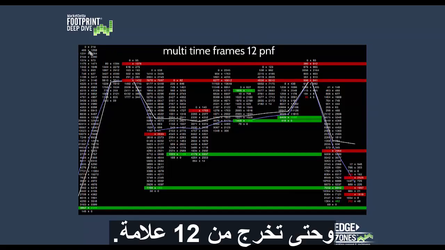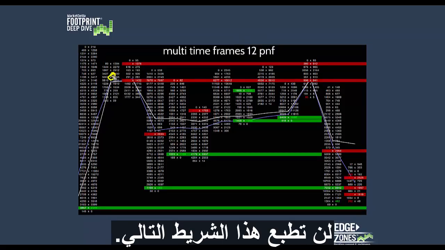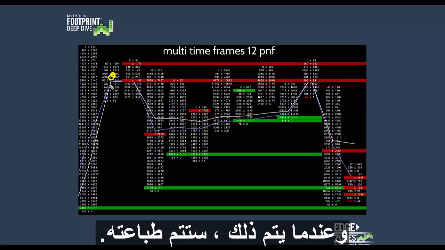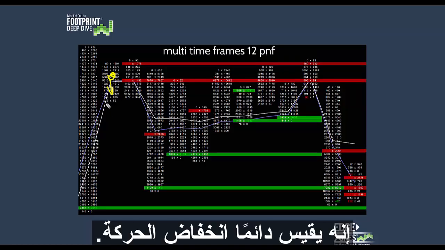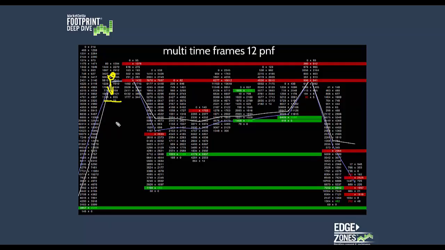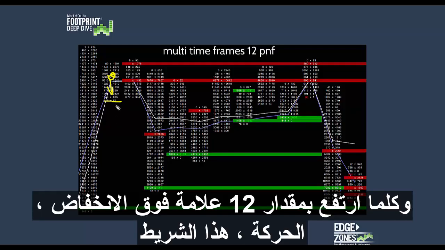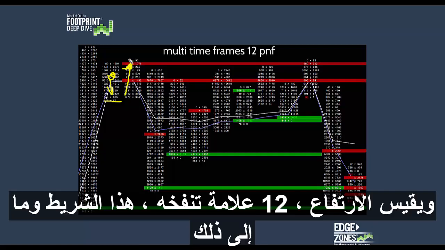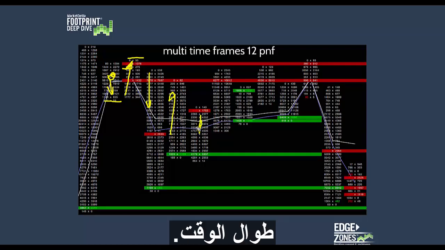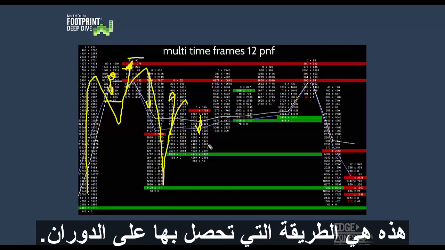And until it comes off 12 ticks, it's not going to print this next bar. And when it does, it'll print it, and this will be the down bar. Guess what it does? It's always measuring the low of the move. And whenever it rallies 12 ticks above the low of the move, this bar will form. And it measures the high. 12 ticks below it, this bar. And so on throughout. That's how you get the rotation.